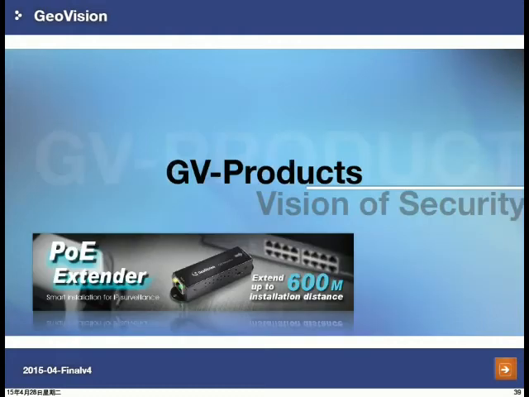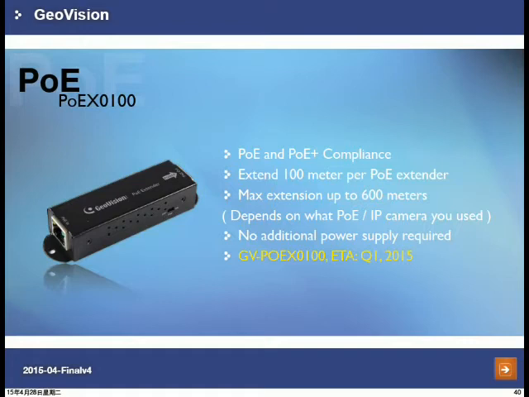Okay, the next product we're going to talk about is the GV product. This is a little device called a PoE extender. It supports both PoE and PoE Plus. Each single PoE extender can support up to 100 meters, and the maximum extension it can support is up to 600 meters. By the way, it depends on what PoE and IP cameras you use. The other good point is no additional power supply required. This is the best part. And this little device is in the market already.